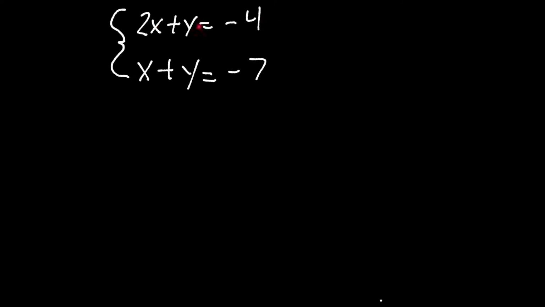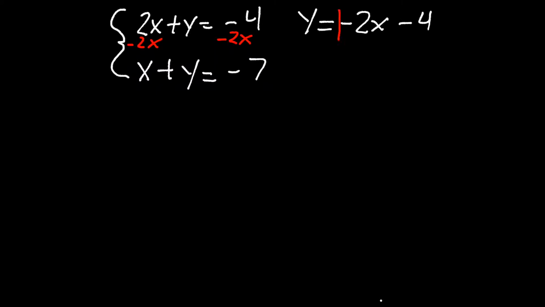Now, I'm going to take the top equation and solve it for y. So I'm going to rewrite it over here. If I'm going to solve for y, I need to get rid of the 2x, so I'm going to subtract 2x from both sides. That's going to give me y equals negative 2x minus 4. This is the same equation as originally, it's just rearranged. And what's important is now I have it solved for y.